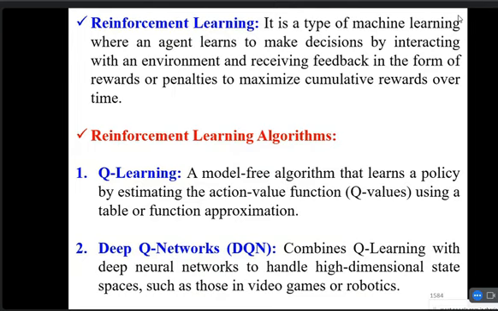High dimensional means the number of columns, the attributes, are increasing, then it becomes complex. That is called high dimensional data. With deep neural networks, we increase the number of input and hidden layers to handle high dimensional state spaces such as those in video games or robotics. And we are integrating this with fine tuning of parameters and activation functions, etc.